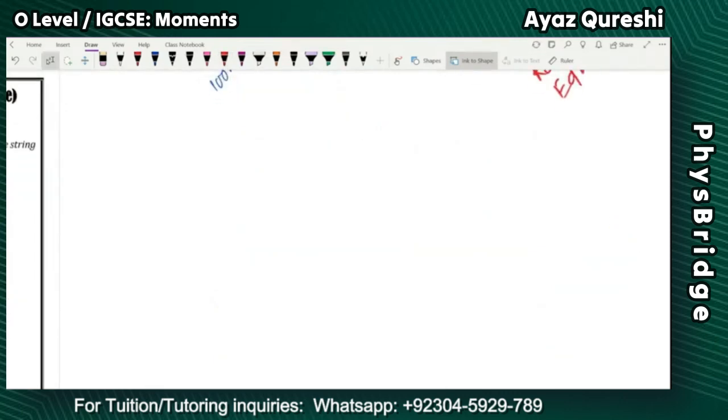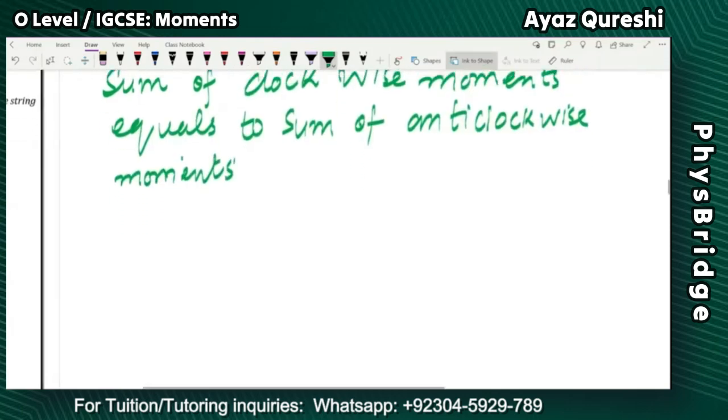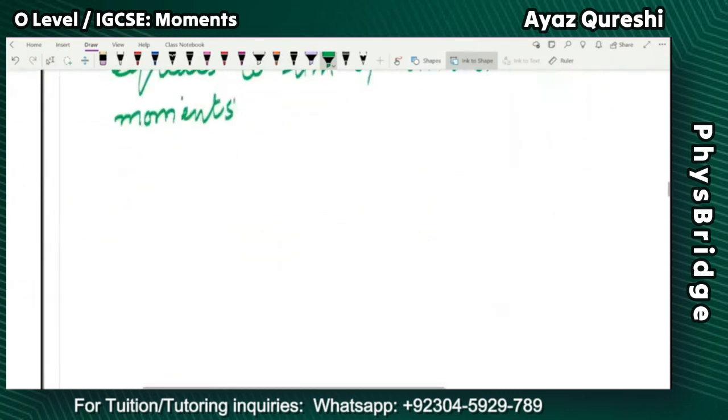For this purpose, I will let you know another important topic of the moments, that is the second condition: the sum of clockwise moments must be equal to the sum of anti-clockwise moments. Here I am going to write the second condition. As I told you, moments are of two types, clockwise and anti-clockwise.